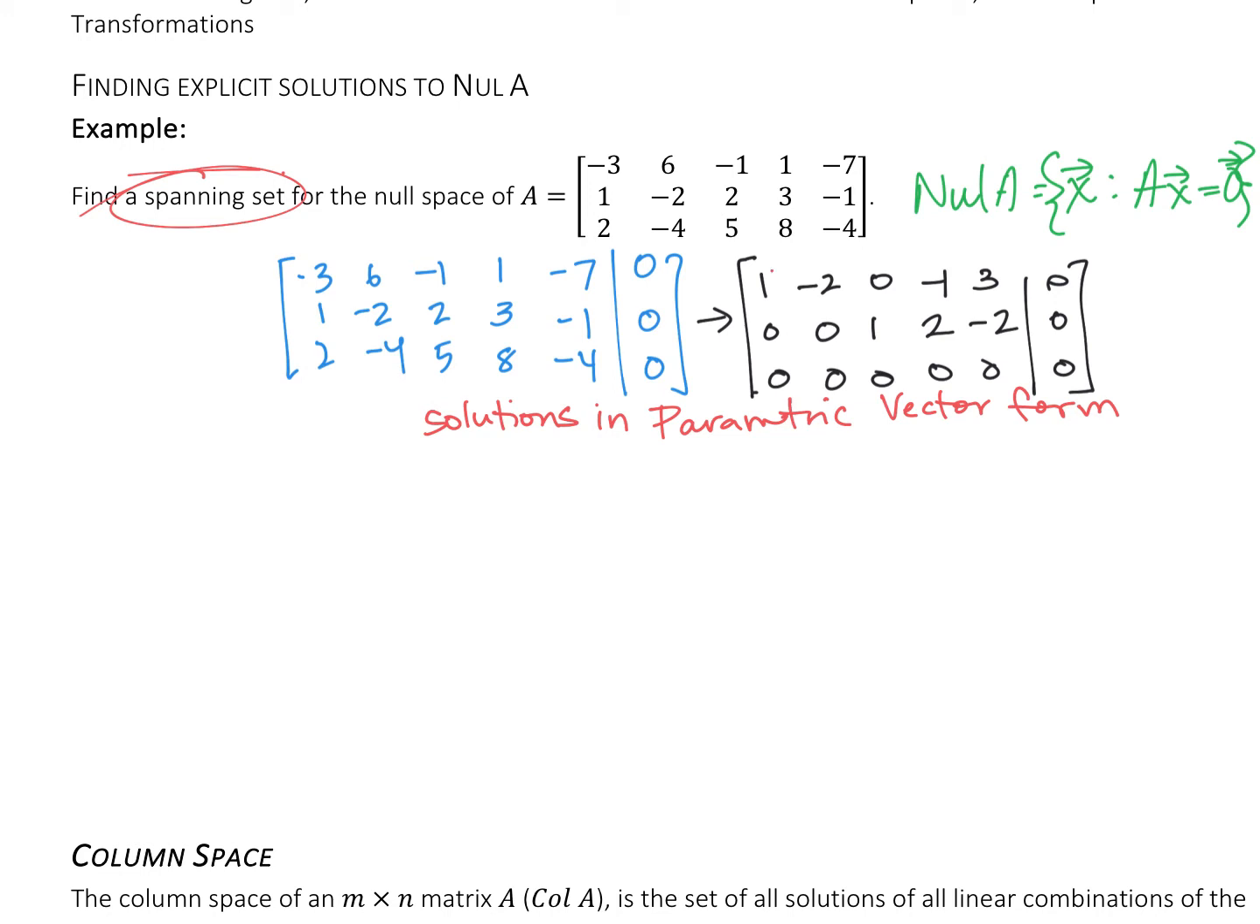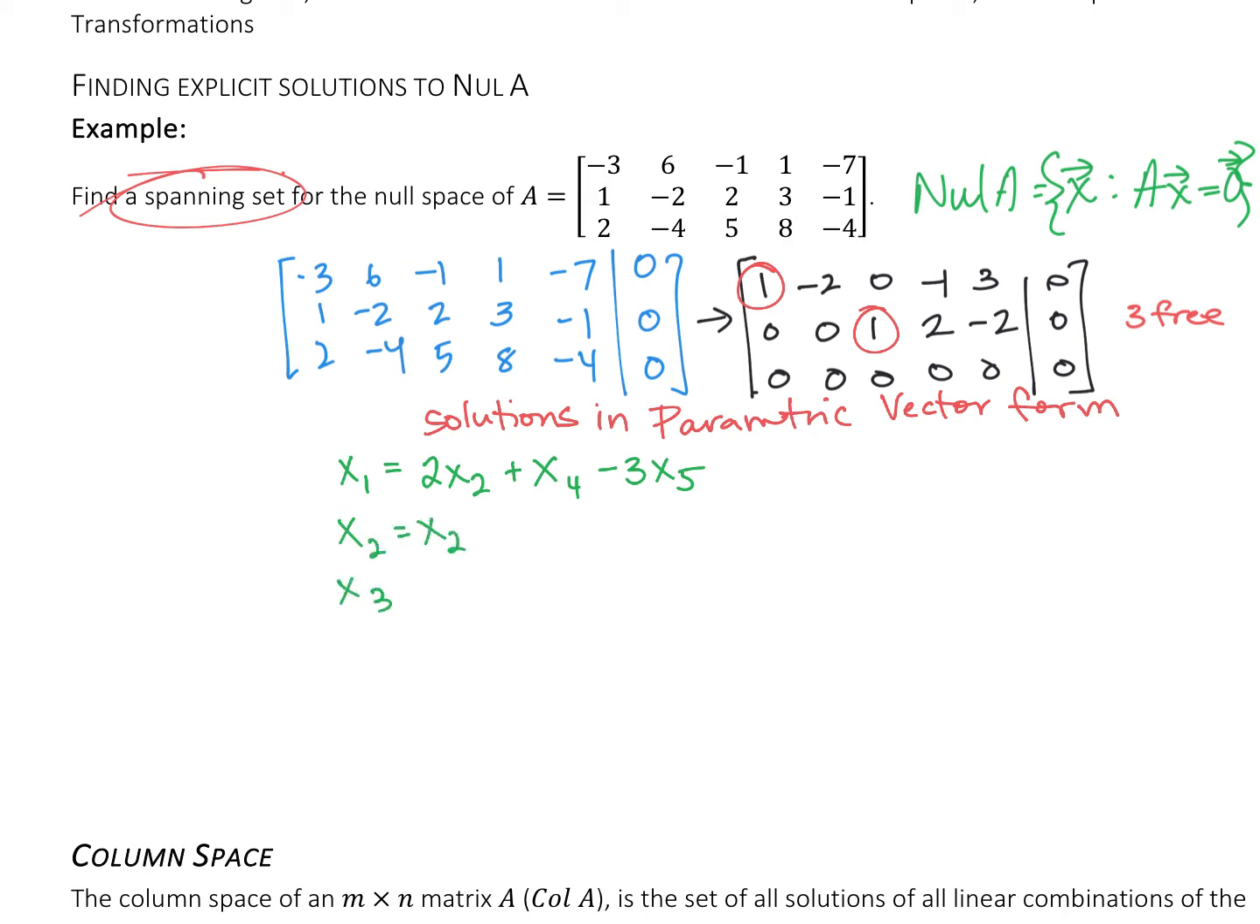So we can see here's a pivot position, here's a pivot position, which means that we actually have 3 free variables. One of them is x2, one of them is x4, and one of them is x5. So if I write the parametric description, I'd have x1 is equal to 2x2 plus x4 minus 3x5. We said x2 is free, so x2 is equal to itself.